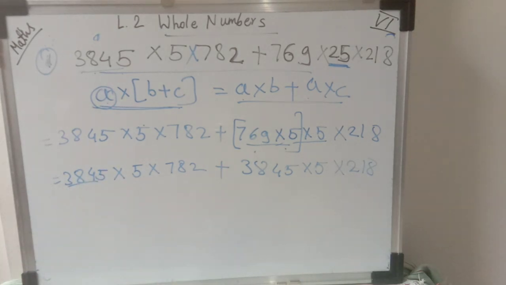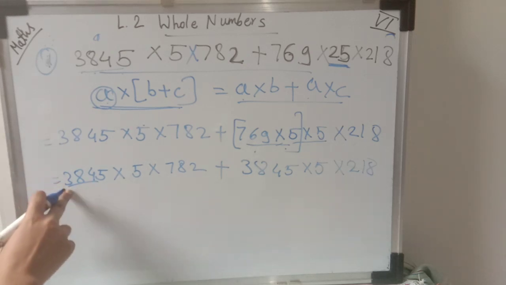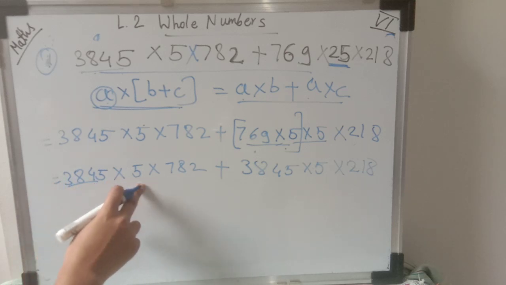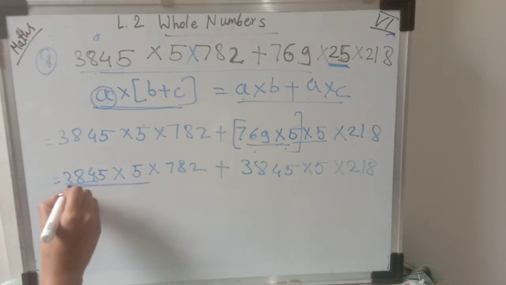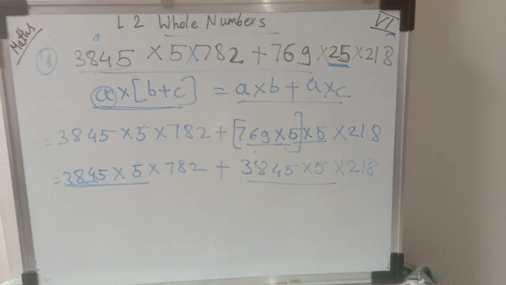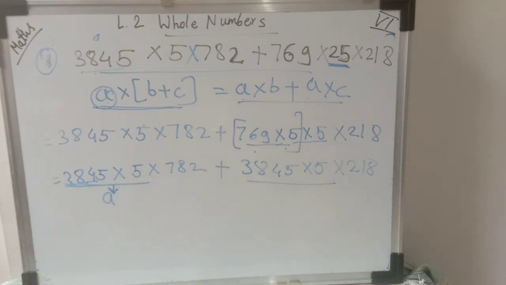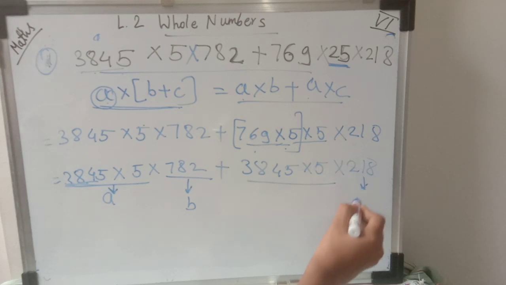from these two equations, the number which is common, that is 3845 multiply by 5, this whole number is common, and here again 3845 multiply by 5, this is also common. So here this number is A. This number is A. 782 is our B. And 218 is our C.